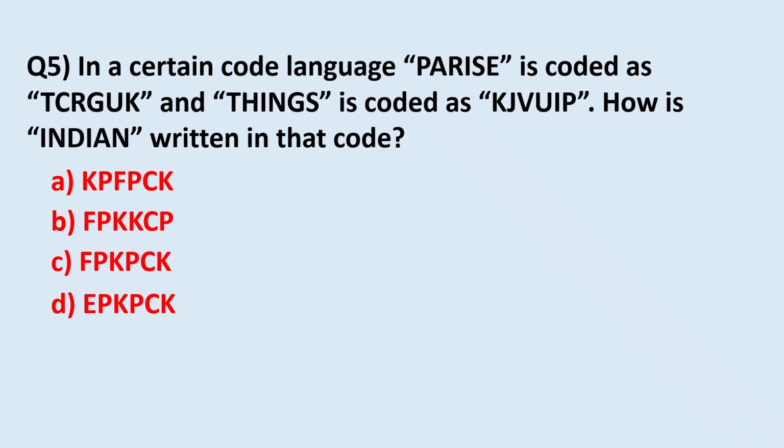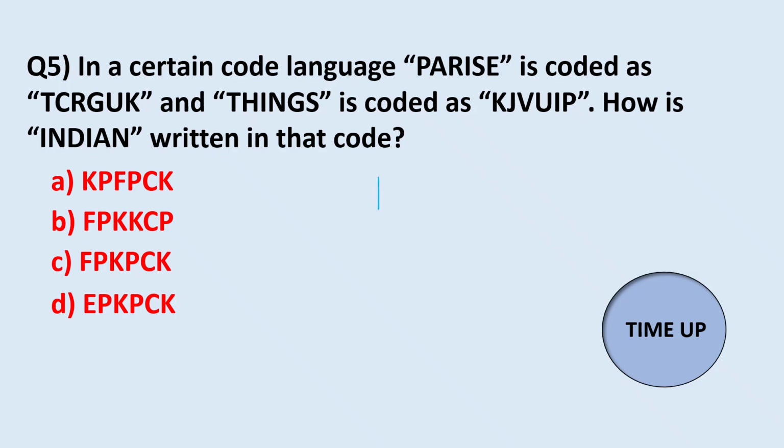Fifth question on your screen and your timer starts now. In a certain code language, PARISE is coded as TCRGUK. How is Indian written in that code? Is the question asked. So how will you solve this?